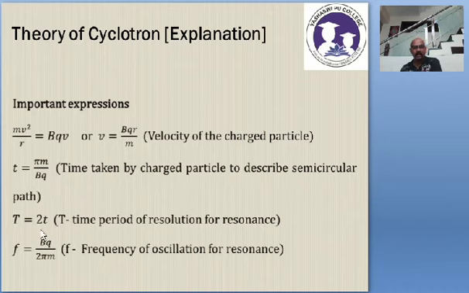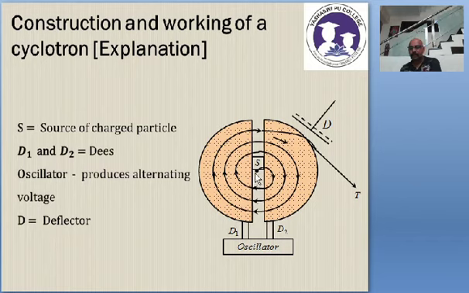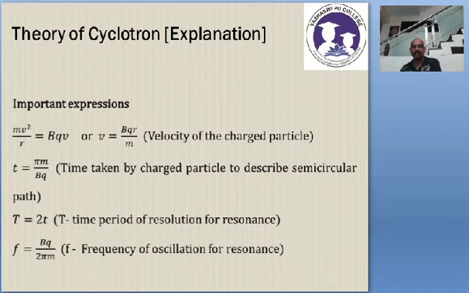Here, why 2t? That you have to tell, because see that semicircular path we have taken. Here T is the time of resonance. That is, time T, capital T, is actually the time period of the oscillator. Look at this one. The time taken for the semicircular path must be equal to half of the time period of the oscillator, because by the time it comes here, the polarity should change. That is the reason the point 2t comes here.